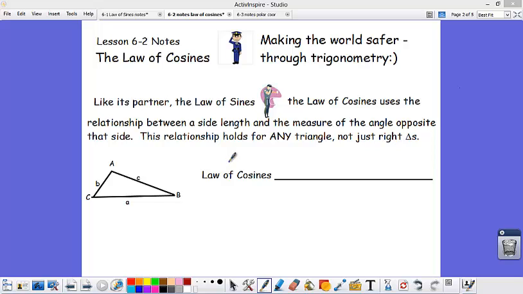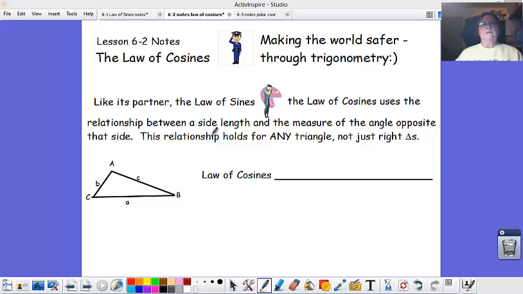Welcome to our lesson 6.2. Today we're going to be talking about the law of cosines. We've used the law of sines previously. The law of cosines can also be used to find a side or an angle for any triangle, not just a right triangle, but any triangle.